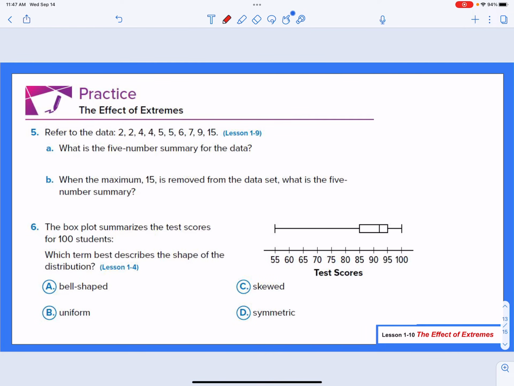All right, refer to this data. What is the 5-number summary? Well, let's take a look. We have 1, 2, 3, 4, 5, 6, 7, 8, 9, 10. So we split it at the 5. 1, 2, 3, 4, 5. So 5 values there, 5 values there. So we're going to split it at the 5.